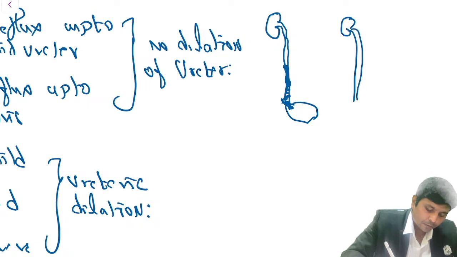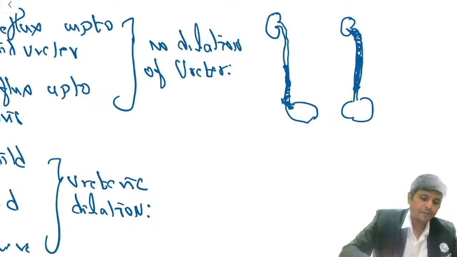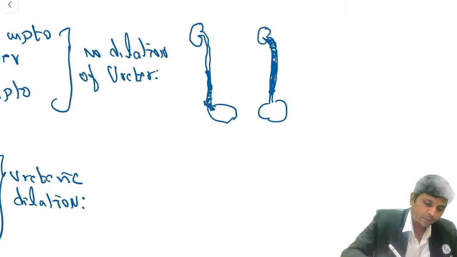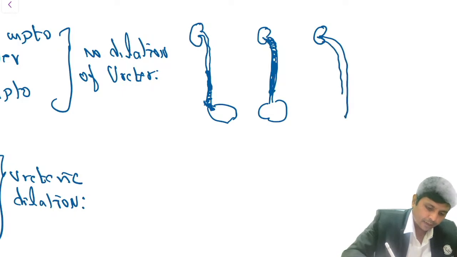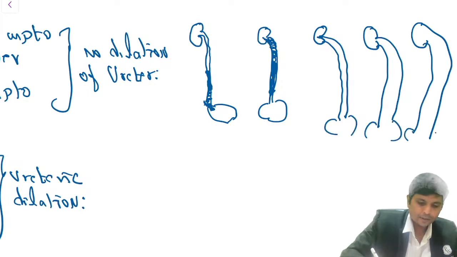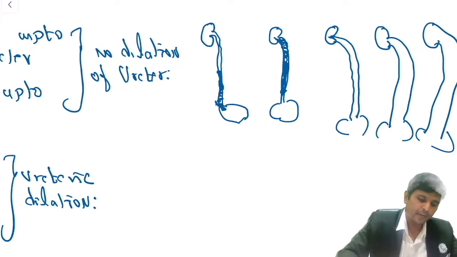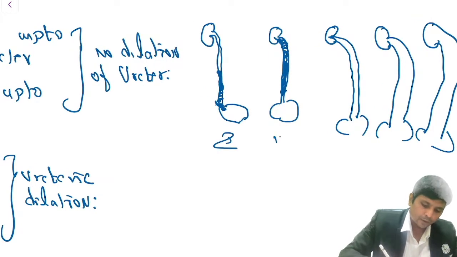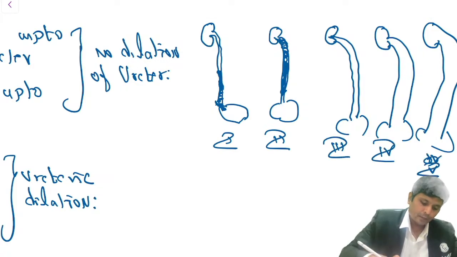So what is grade 2? From the bladder, reflux up to the pelvis. So what is grade 3, 4, 5? There is mild dilatation, moderate dilatation, and severe dilatation of the ureter. So this is grade 1, grade 2, grade 3, grade 4, grade 5. So what is the treatment?